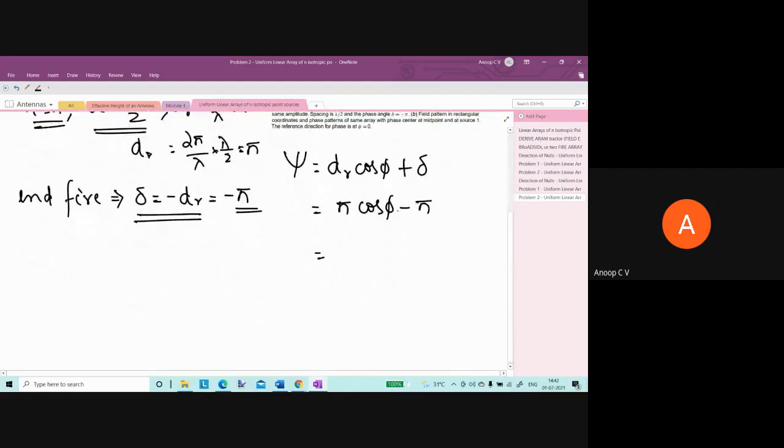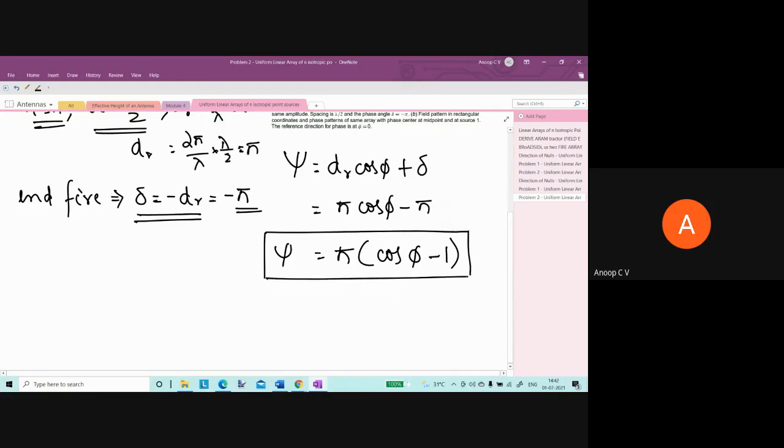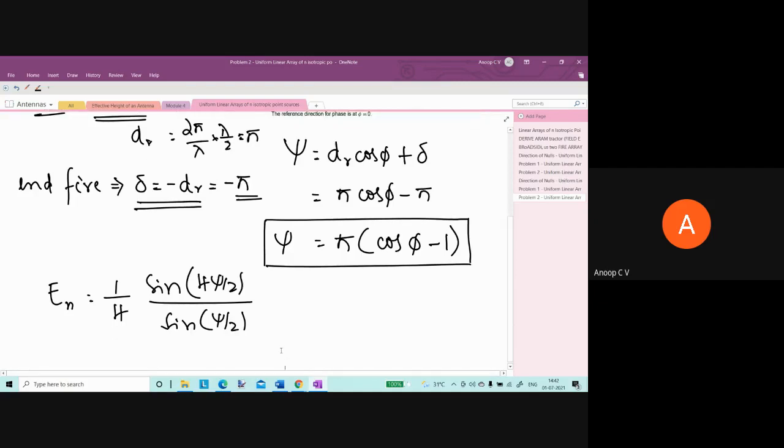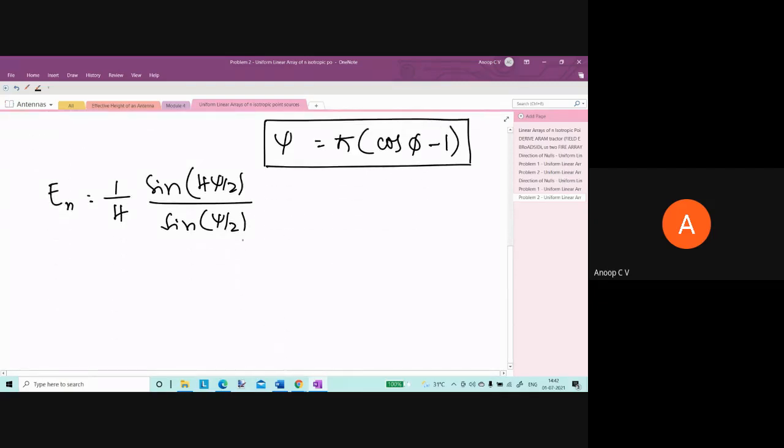That's it. So psi is equal to pi times cos phi minus 1. Psi in this case is actually pi times cos phi minus 1. So En can be written as normalized field pattern. En is equal to 1 by 4 sine 4 psi by 2 divided by sine psi by 2. I need your help in this. Please do help me out. So this En, you should write this.